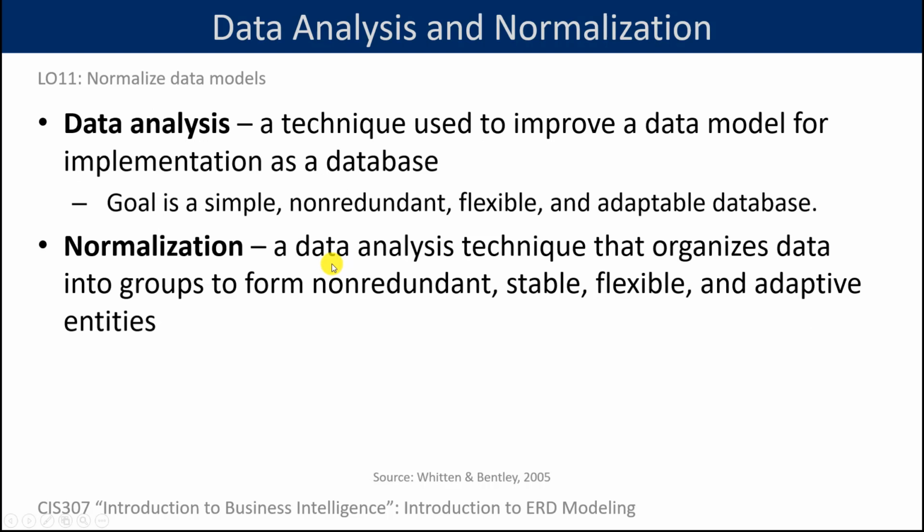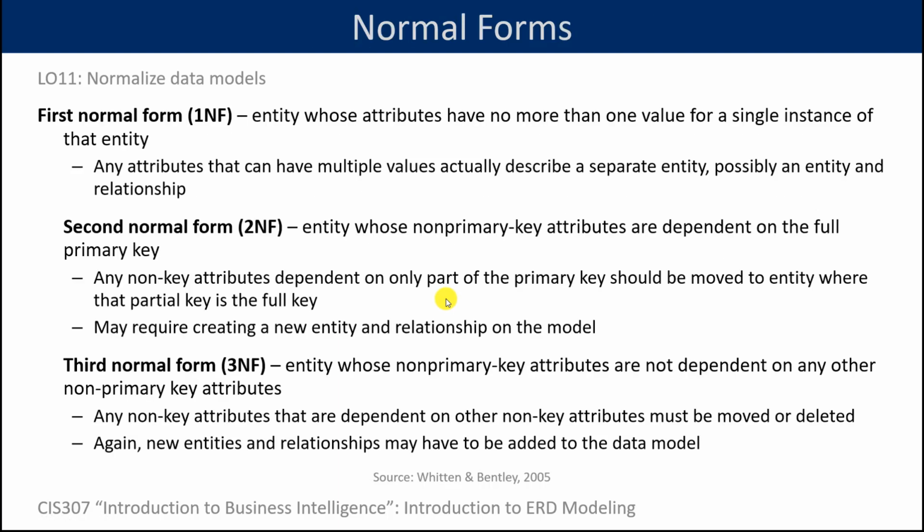So data models are improved through the process called data analysis. It's a technique used to improve a data model for implementation as a database. The ultimate goal is to create a simple, non-redundant, flexible, and adaptable database. And the specific data analysis technique that we're going to look at is called normalization. It's a data analysis technique that organizes data into groups to form non-redundant, stable, flexible, and adaptive entities. When we perform normalization, we'll put our ERD model into first, second, and third normal form.